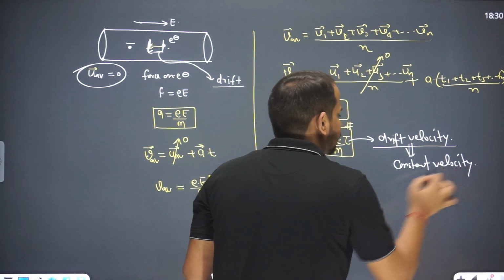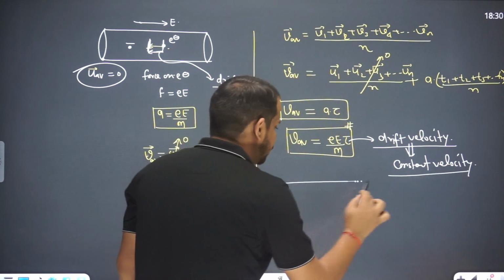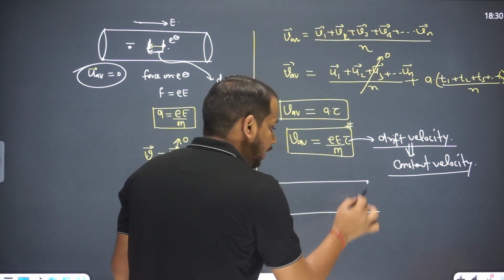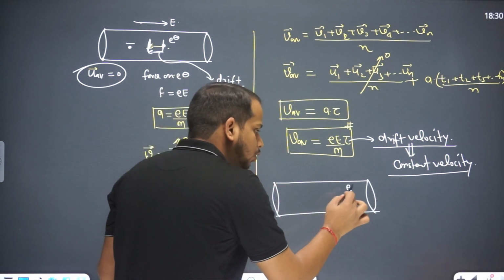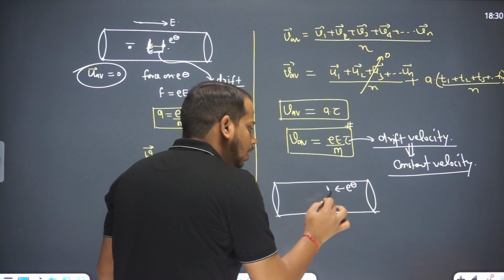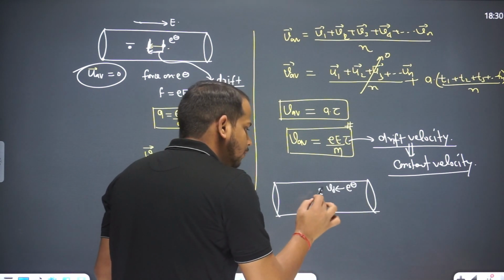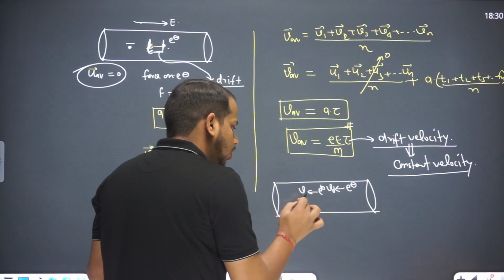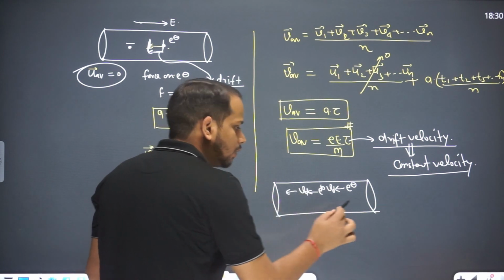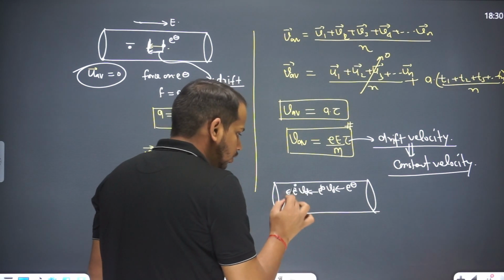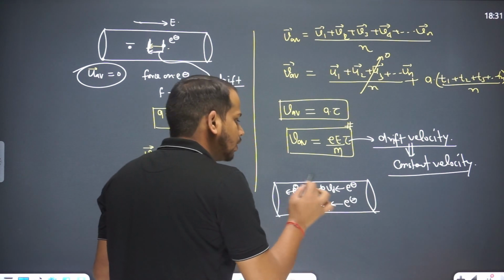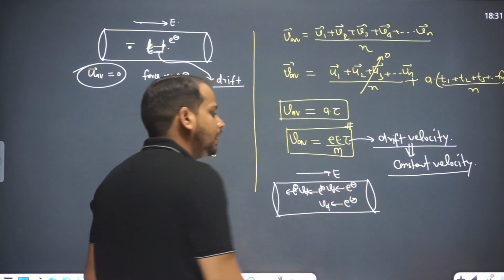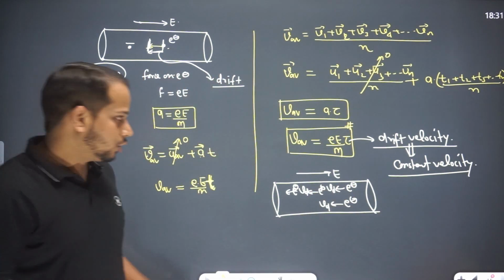We are assuming it's a constant velocity. What is the meaning of constant velocity? Like we are saying, this is a conductor we have, and as I said initially, it's only an assumption. All the electrons are moving with Vd. If there is an electron in this conductor, they all are moving with Vd velocity when we apply the external electric field.